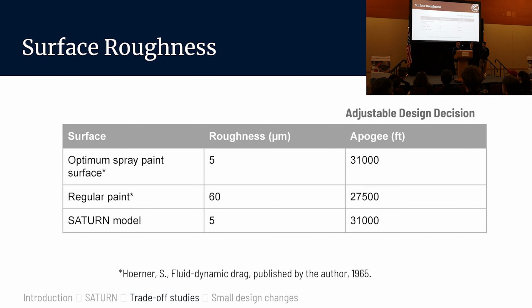Moving on to surface roughness, which is an adjustable design decision, this is based mainly on theory at the moment. What we've found is that an optimum spray painted surface gives a roughness of around 5 microns, whereas a regular paint surface gives a roughness of 60 microns. This is equivalent to a loss in apogee of 3,500 feet. Currently, the team aims to hit its apogee and achieve the maximum performance from the rocket. Therefore, we strive to achieve the optimum spray painted surface, sanding the rocket down to 2000 grit and ensuring that the spray paint is applied properly.